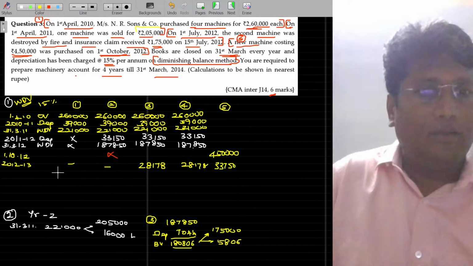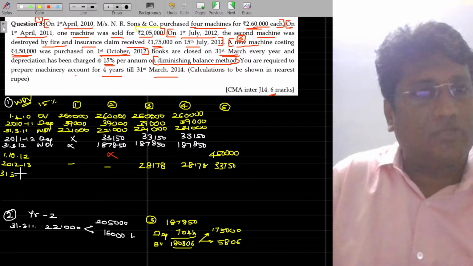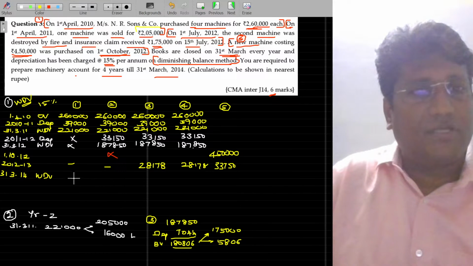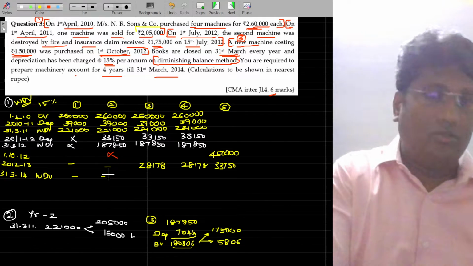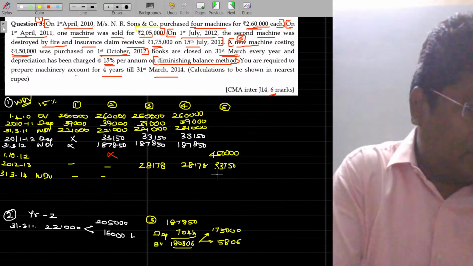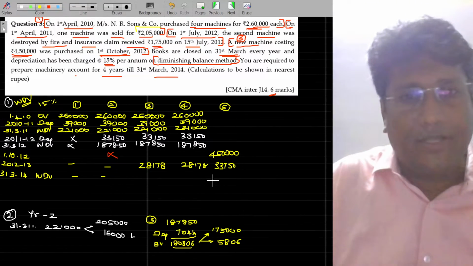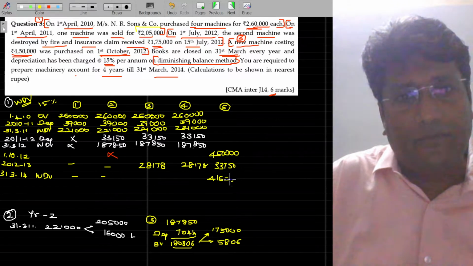Now after that, you will be getting what? WDV value as on 31/3/2013. The first asset is not there and the second asset is also not there. Third asset, no. So the last asset being 4.5 lakhs minus 33,750, 4,16,250. So this will be the value, 4,16,250.